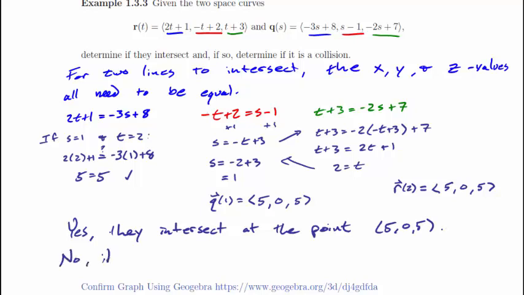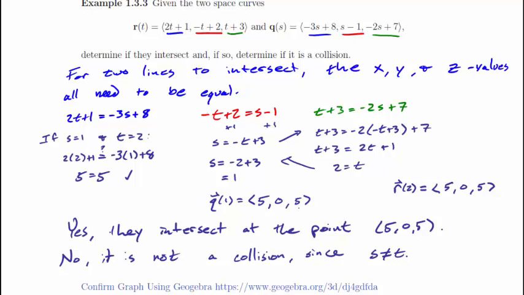No, it is not a collision, since s does not equal t. If these were the same, if I got when t is 2 and s is 2, that would mean that both of these lines are coming together at the point 5, 0, 5 at the same point in time, if we were doing this as where t and s were time variables.